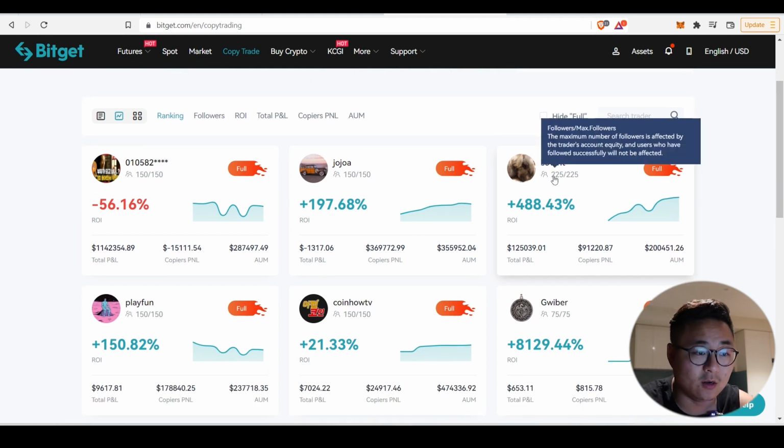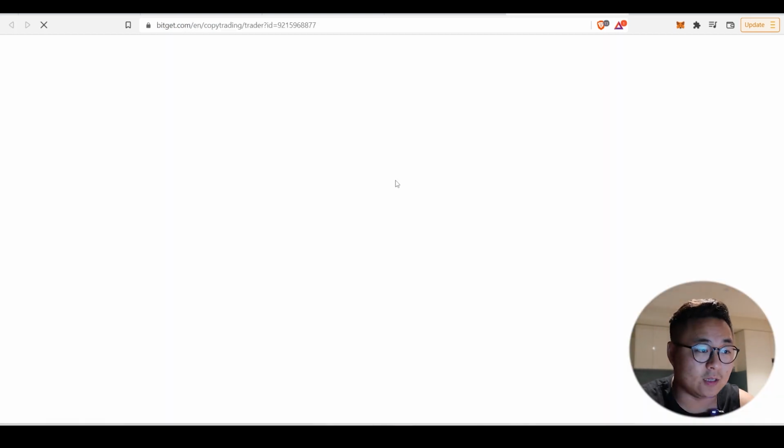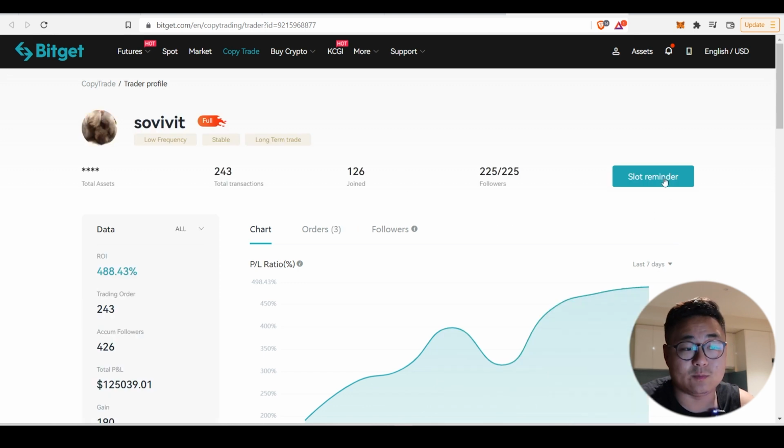So I think the best thing to do, if you don't want to wait, is if you like a particular trader and they've already become full, you can click on their profile like this one, and then press on set slot reminder, and you have the app installed on your phone. Once they become available, you'll get a notification straight away. But the problem there is that you need to be able to follow them straight away, because these slots do fill up very, very quickly.